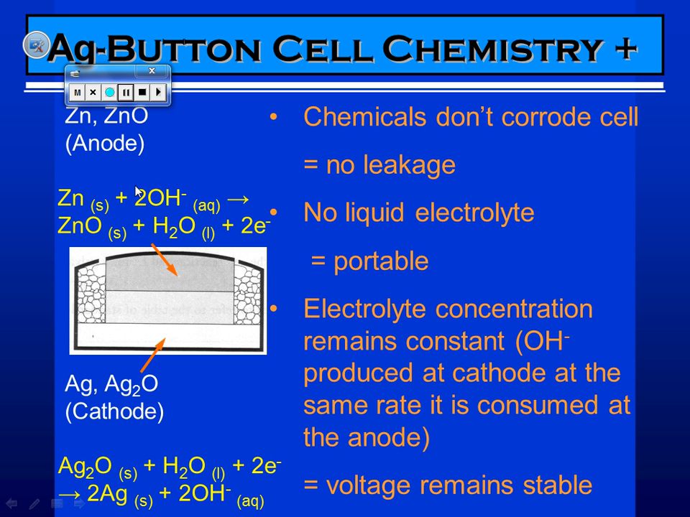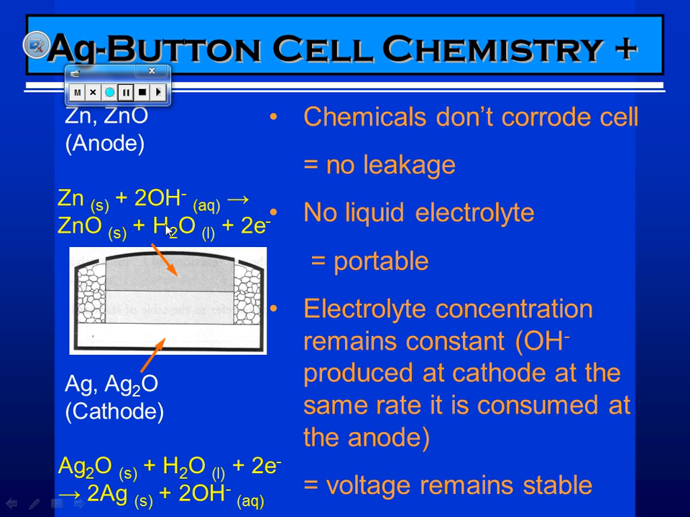If we look at the 2 reactions, the oxidation reaction and the reduction reaction, you can see that in the oxidation reaction, hydroxide ions are being consumed and water is being produced. But it's the opposite in the cathode reaction, the reduction equation. You've got water being consumed and hydroxide being produced.